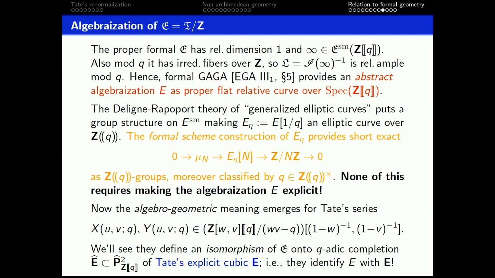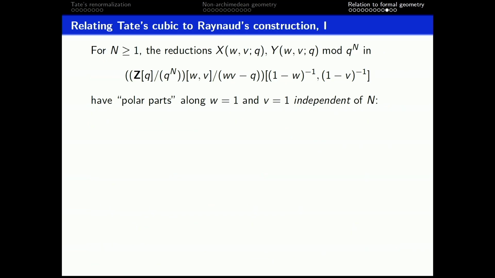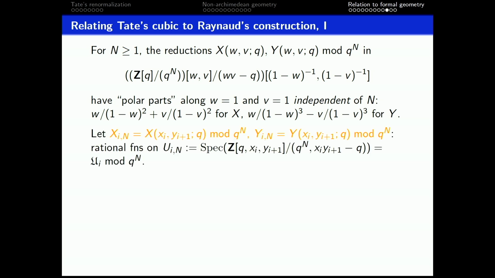So these are going to give us an isomorphism of this abstract Gothic E onto the formal completion of the Tate curve, and thereby show that this abstract algebraization is the original Tate cubic. So what's the relation? Well, those x's and y's, they can make sense mod q^n, and they become these polynomial expressions with mild poles. These are the polar parts of the x and the y.